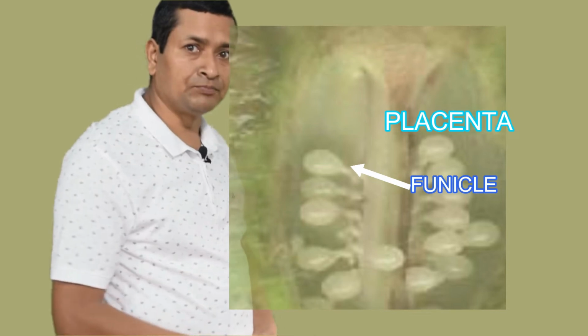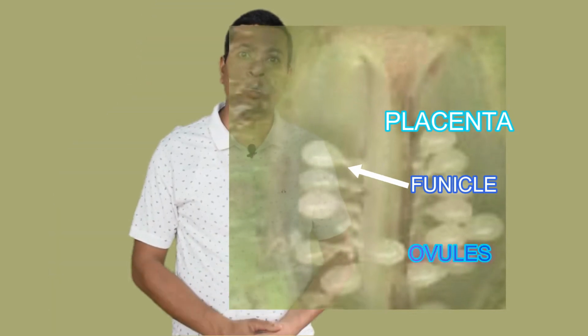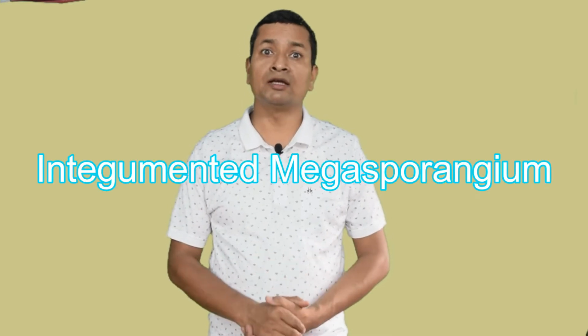Placenta develops a stalk which is known as the funicle. Here, this is the funicle. The funicle gives rise to the ovule. The anatomy of the ovule shows that it is protected by a bilayered membrane. These membranes are the integuments. As the ovules are covered by integuments, the ovule is known as the integumented megasporangium.